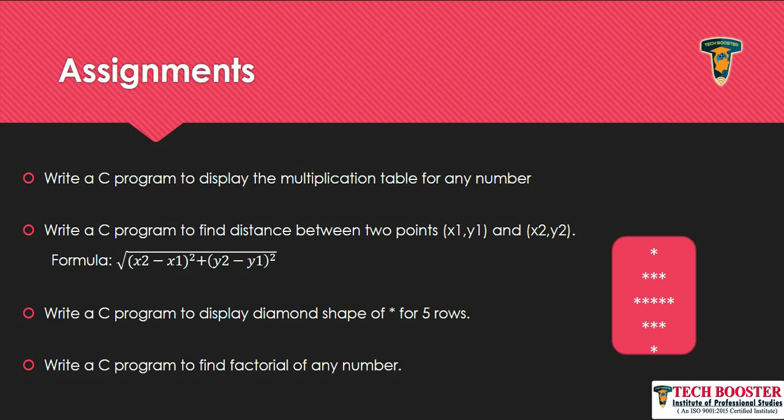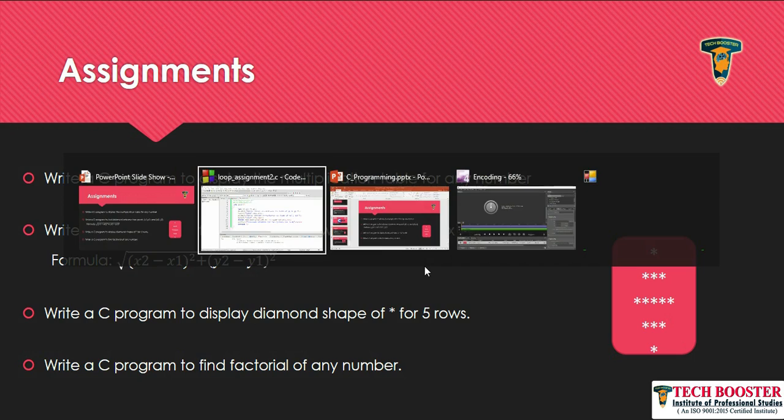First of all, I will move forward towards my fourth assignment. Let me solve my fourth assignment, and then we'll come back to our third assignment. And my fourth one here is write a C program to find factorial of any number. Okay, so we need to find factorial of any number entered by the user.